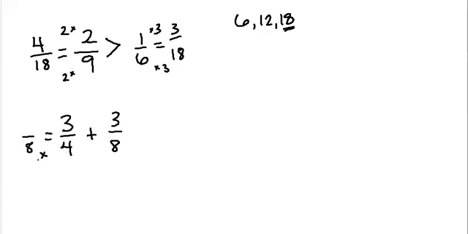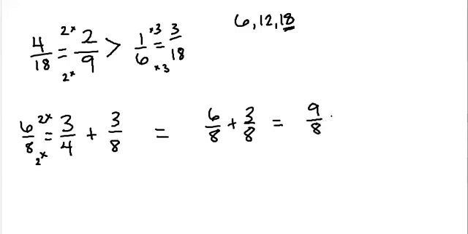4 times 2 is 8, so 3 times 2 is 6. So now I have 6/8 plus 3/8. Because the denominators are now the same, I have the same type of fraction, so I can add the numerators at the top, the how many of each kind of fraction. 6 plus 3 is 9. So 9/8 is the answer to 3/4 plus 3/8.